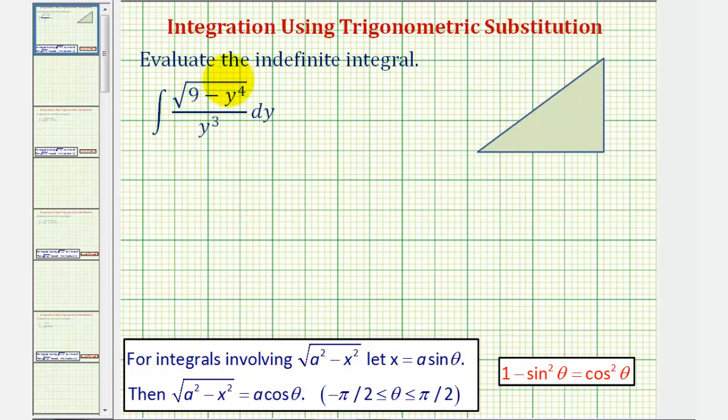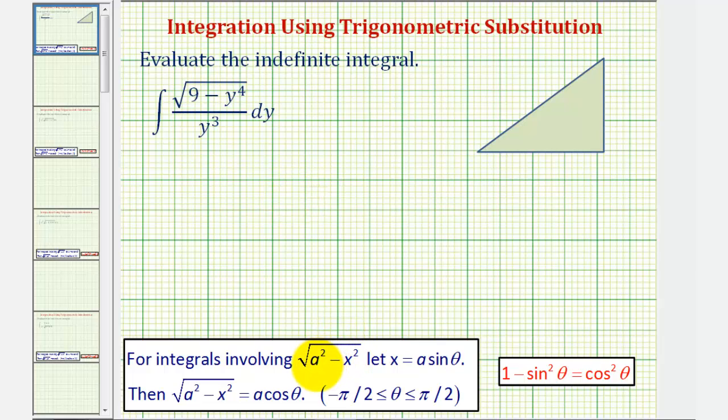We want to evaluate the indefinite integral. So looking at the integrand, notice how we have the square root of 9 minus y to the fourth, which fits the form of the square root of a squared minus x squared. So we'll perform trig substitution to determine the antiderivative.